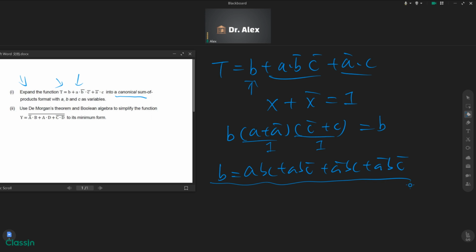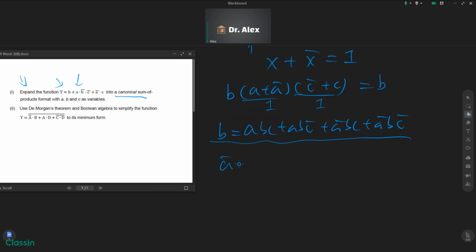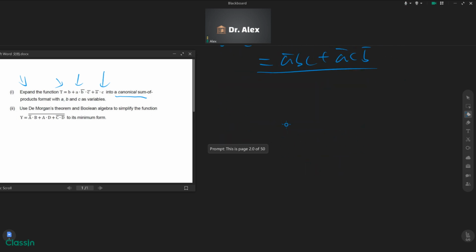And for the third item, which is not A and C, we make it like this. We can get the canonical expression for the third term, which is not A, B, C, or not A, C, not B. We just put all the three items together and we get the result for the first question. That's quite straightforward.